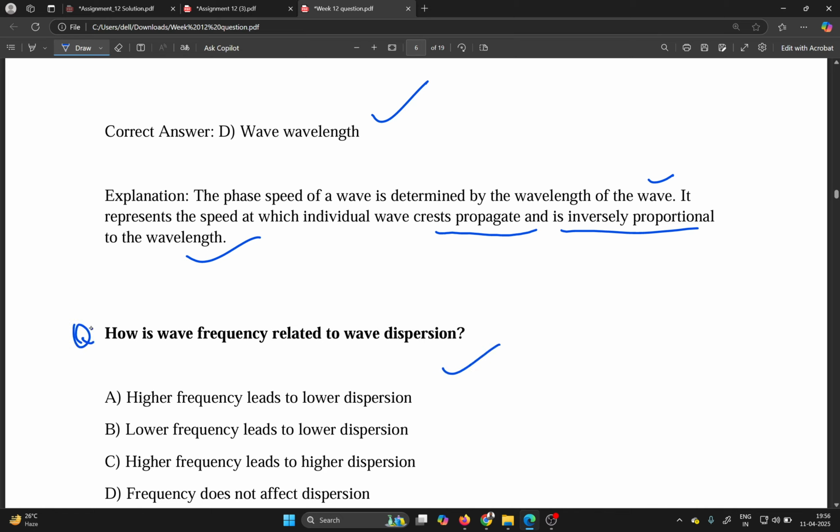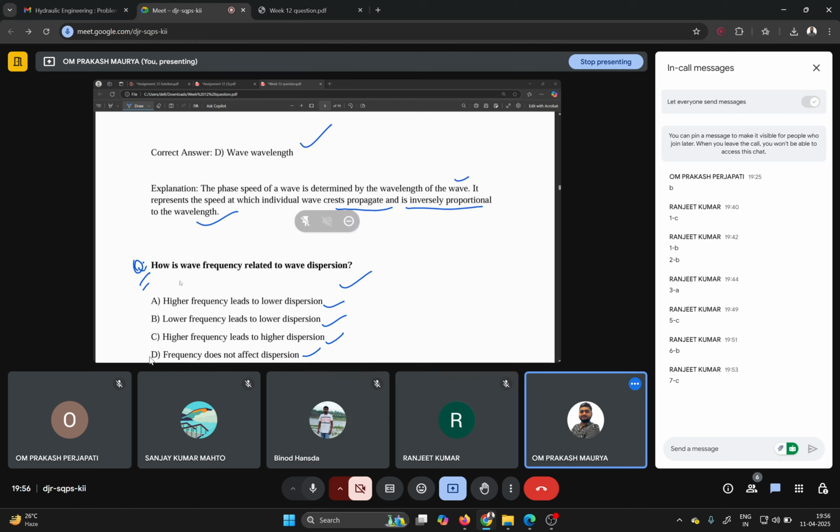And how is wave frequency related to wave dispersion? Higher frequency leads to lower dispersion. Lower frequency leads to lower dispersion. Higher frequency leads to higher dispersion. And frequency does not affect the dispersion. Which option will be correct for this question? Anyone can write? How is wave frequency related to wave dispersion?